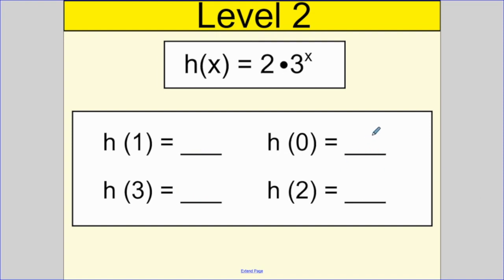This one, I'll work through one of them with you here. Let's do our function h of x is equal to 2 times 3 to the x power. Well, let's do this one right here. Let's do when our input is 3. When our input is 3, that means we are going to be writing h of 3 is equal to, we're going to replace up here 2 times 3, instead of the x, we're going to put 3.